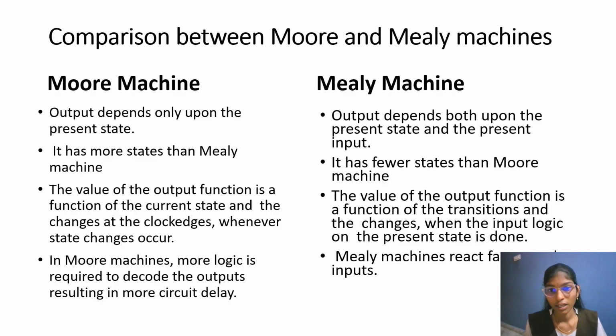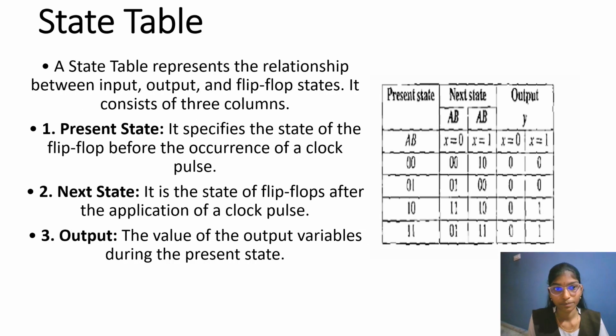In Mealy machine, the value of the output function is a function of the transitions and changes when the input logic on the present state is done. In Moore machine, more logic is required to decode the output, resulting in more circuit delay. Mealy machine reacts faster than the Moore machine.